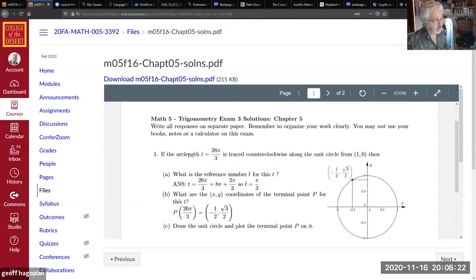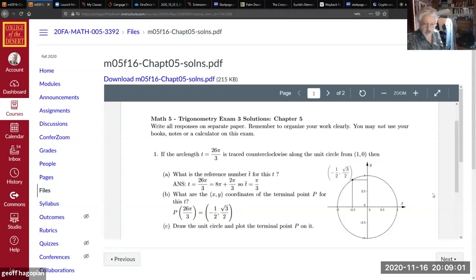Here is a similar test question. If the arc length 26 pi over 3 is traced counterclockwise along the unit circle from (1, 0), then what is the reference number for that terminal point? Well, you go to the terminal point, which is how many revolutions? How many 2 pi's are there in 26 pi over 3? Well, 3 goes into 26 8 times, with a remainder of 2 pi over 3. Yeah.